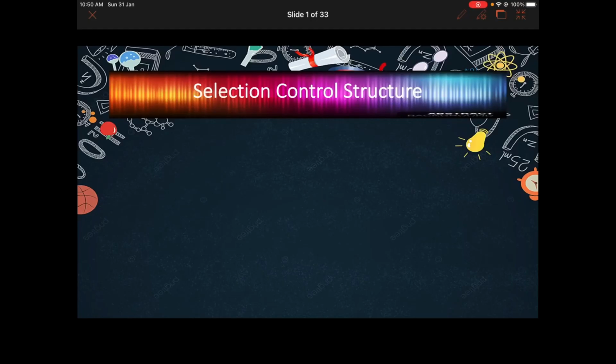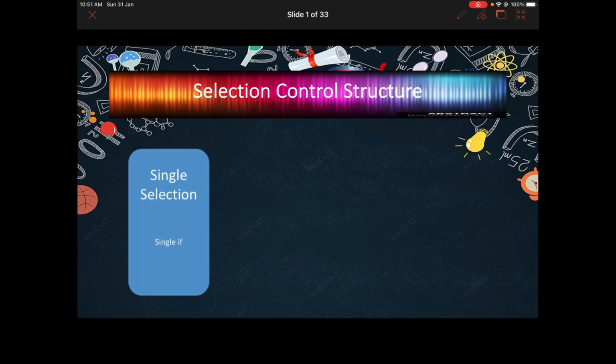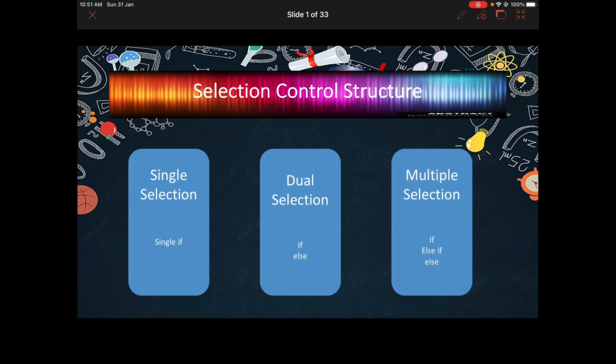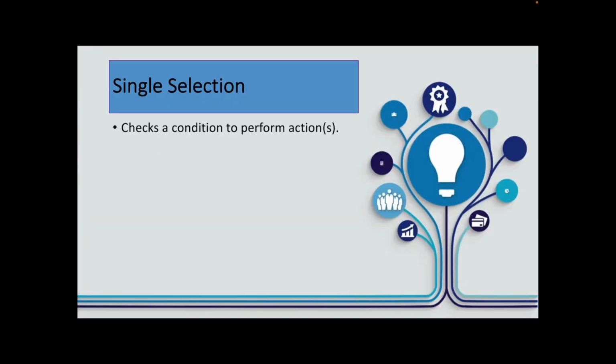So the selection control structure has three types. The first one is single selection, which uses a single if. The second one is dual selection, which uses if else. And the third one is multiple selection, which uses if, else if, and else.